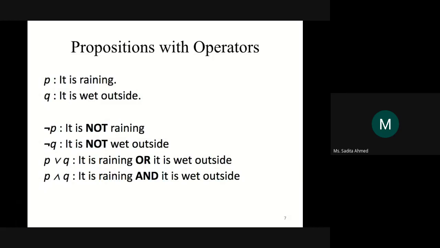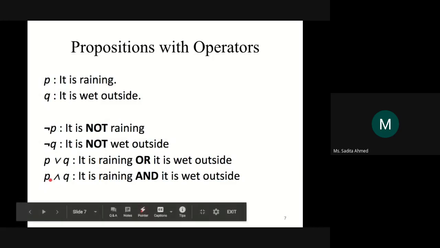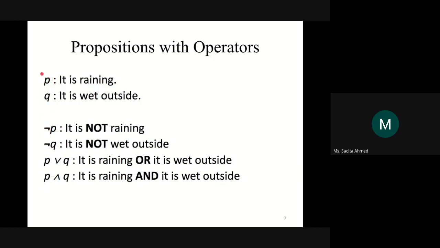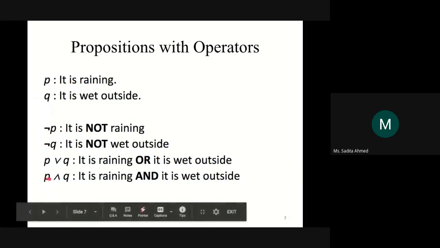However, if it is raining, then what happens? Then P is true, right? If it is raining, then not P is false and P is true, right? If it is in fact raining, it means that P has the truth value of true, and not P has the truth value of false. In that case, this P is true, fine. And then P and Q, it will have the truth value of true as well.